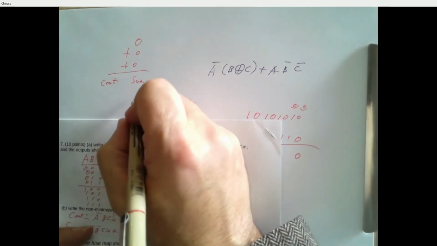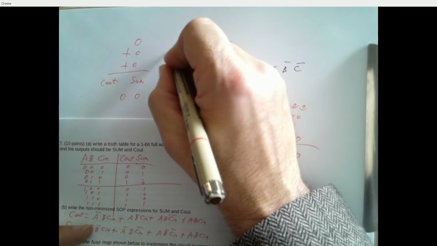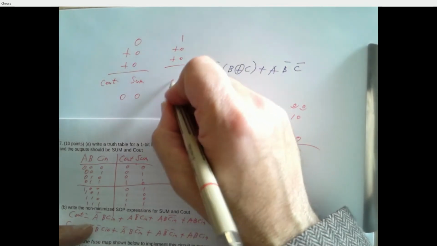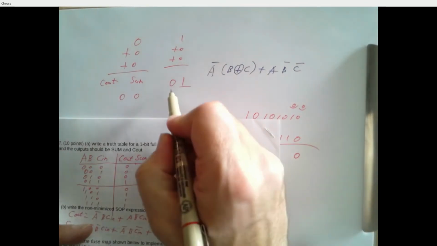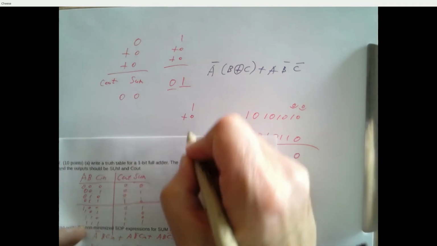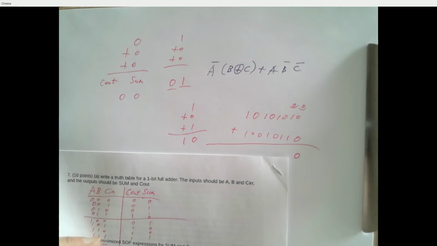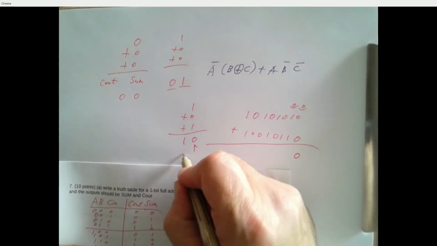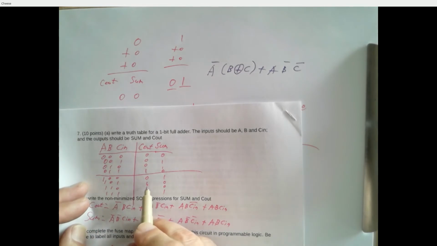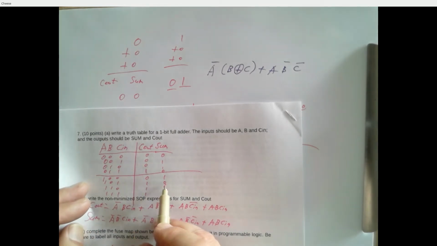So 0 plus 0 plus 0 is 0. So it's a sum of 0 and a carry out of 0. 1 plus 0 plus 0 is 0, 1. So it's a sum of 1 and a carry out of 0. Okay. I was in my issue now. But if you do something like 1 plus 0 plus 1, that's 2, right? So your sum is 0 and your carry out is 1. So 1, 0, 1, your carry out's 1, your sum is 0. Okay.